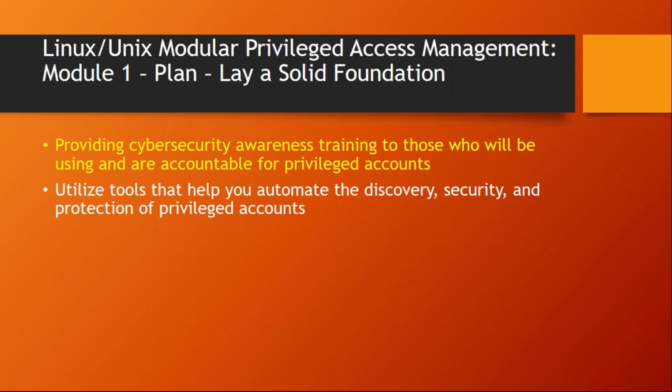Now, I told you that 80% of the things we have come from mistakes and compromise and all that. So one of the things I think you should do as part of Module 1, or planning, is to make sure that you provide security awareness training to those who are going to be using and are accountable for privileged accounts. Now, I know that we do cybersecurity awareness training for everybody in our organization. Most of you probably do it on a yearly basis.